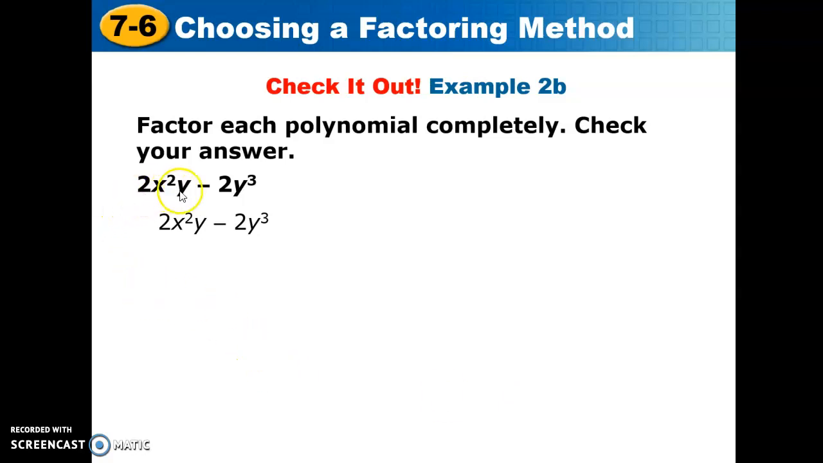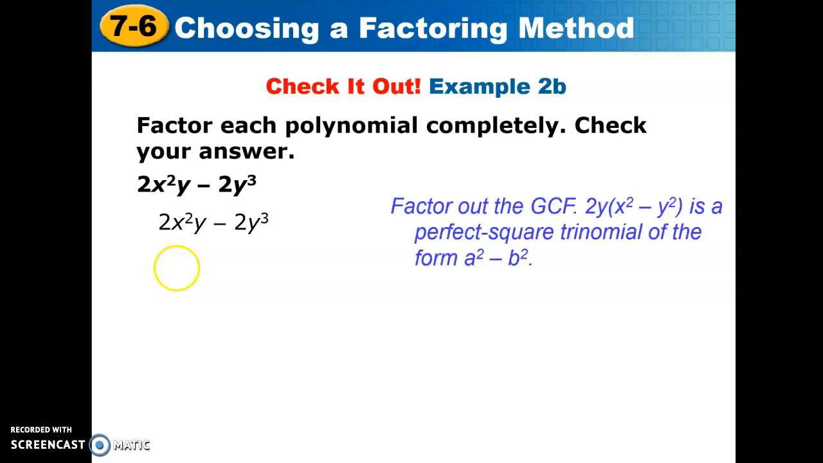Again, these 2's are jumping out at me. The fact that there's a y here and a y here is jumping out at me. So I have a GCF of 2y. So I am going to factor out a 2y. That makes everything so pretty. Look what happens. When you divide this by 2y, you're left with just x squared. And when you divide this by 2y, you're left with y squared.